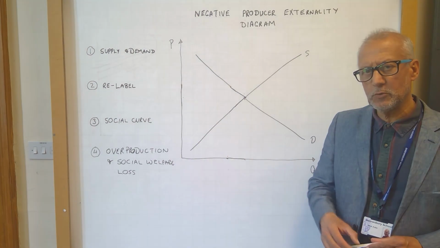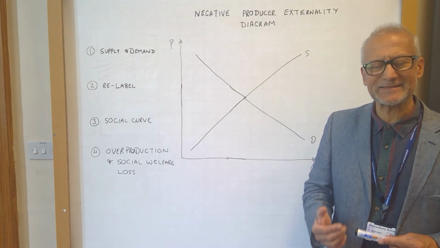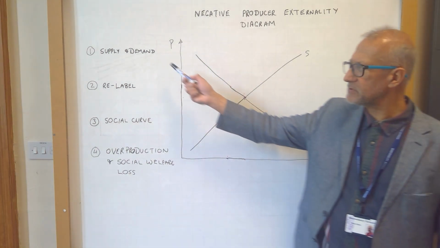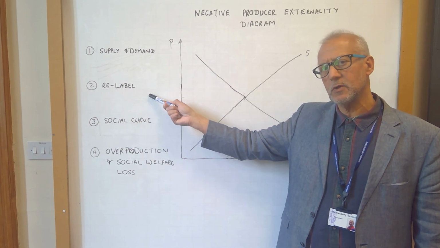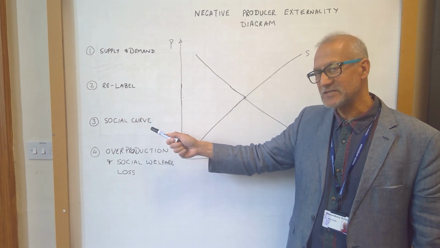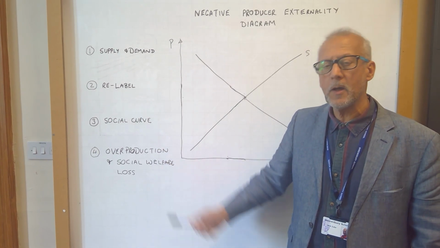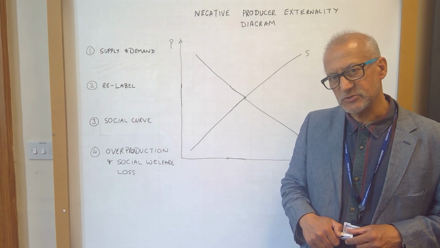Today I want to give you a four-stage process which will ensure that you get your externality diagrams right every time. 4 stages. Stage 1, draw a supply and demand diagram. Stage 2, relabel that diagram. Stage 3, draw in the social curves. Stage 4, mark the overproduction and the social welfare loss.